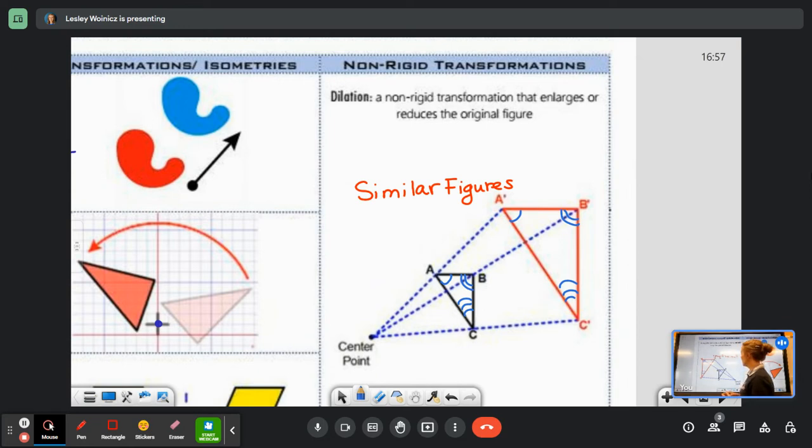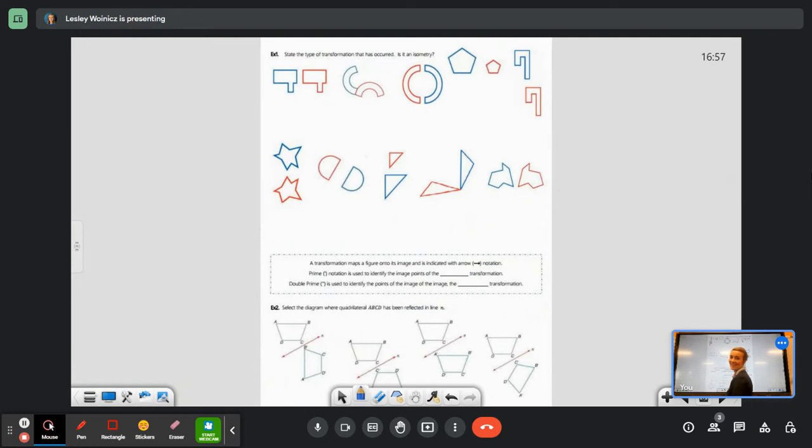For now, we just know that a dilation is non-rigid and it's going to enlarge or reduce the original figure. You can think about pupils being dilated. They get bigger. They're still round. You don't turn into an alien or a cat, but they get bigger or smaller.